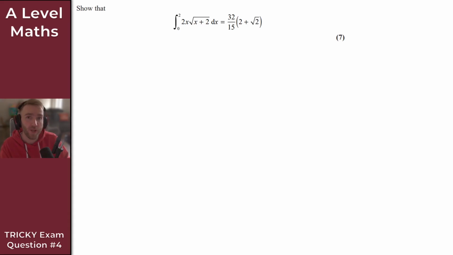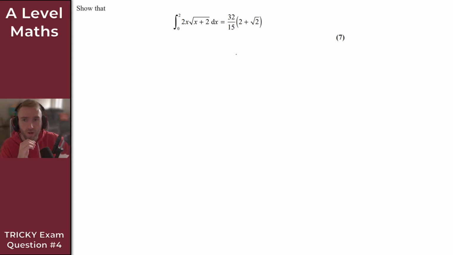Now for today's question, as you hopefully recognize, we have a question on integration. If you don't recognize this as integration, you're probably on the wrong video. So definitely don't continue if you don't recognize this as an integral. For this question, it just says show that. You're given this integral from 0 to 2, integrating with respect to x, and we want to show this. As we can see, it's 7 marks for this question.